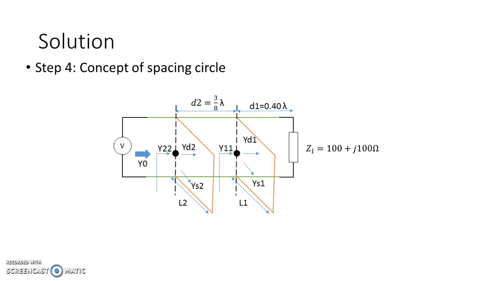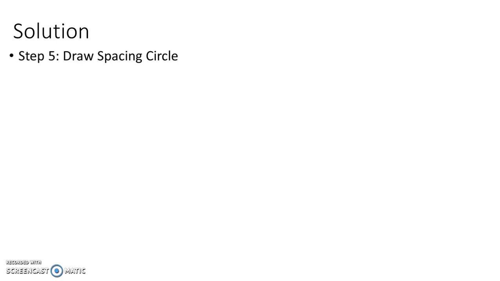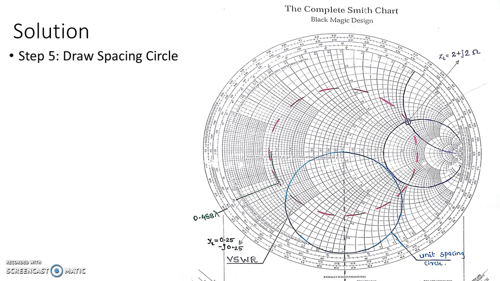So we will introduce one more unit circle, which we call a spacing circle, which is 3 by 8 lambda away from our normal unit circle on the Smith chart. How to draw the spacing circle? The real part of yd2 must be 1. That is, it must lie on the unit conductance circle. Now let us see how to draw the spacing circle.